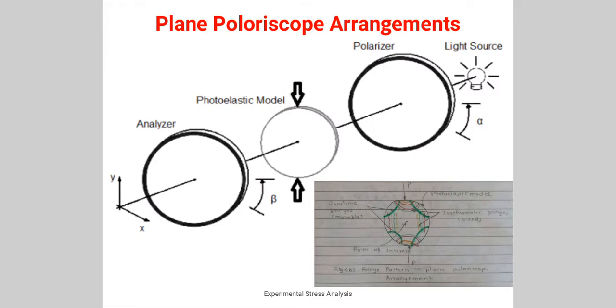That means we have to pass all these particular fringes through the point of interest. So what happens if I rotate the analyzer in the clockwise direction? Out of these four fringes which are present at the four corners, due to the clockwise rotation, two fringes start moving towards the point of interest in the clockwise direction. If I rotate the analyzer in the anticlockwise direction, the remaining two fringes start moving towards the point of interest.